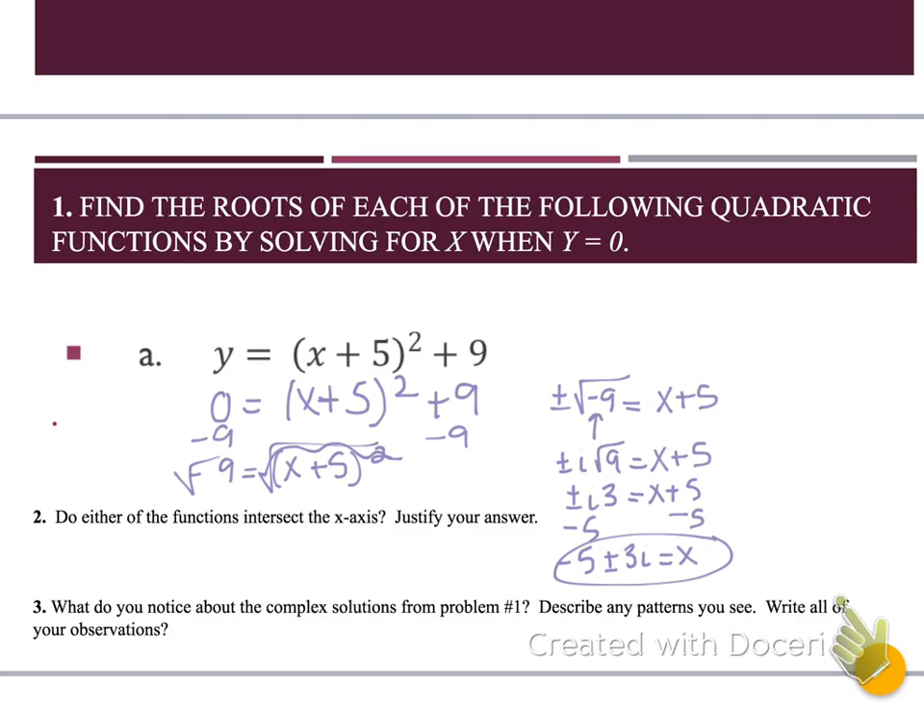Okay. Do either of the functions intersect the x-axis? We don't know how to graph imaginaries. Okay, so no, they wouldn't because they're complex answers. What do you notice about the complex solutions for problem 1? Describe any patterns you see or observe. Okay, so potential pattern. We flipped this sign and then we square rooted that 9. So there's one potential pattern that you could observe.